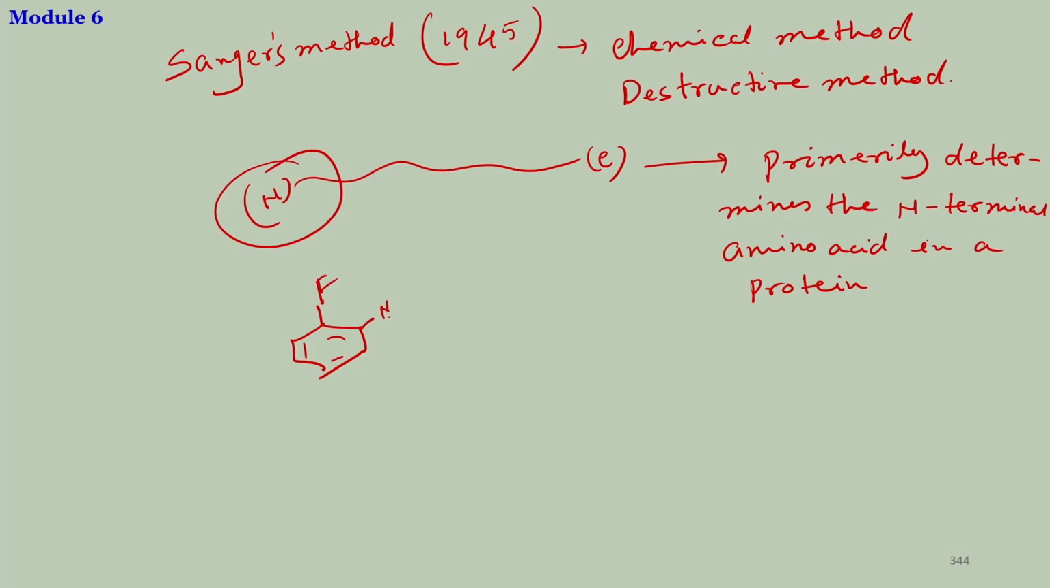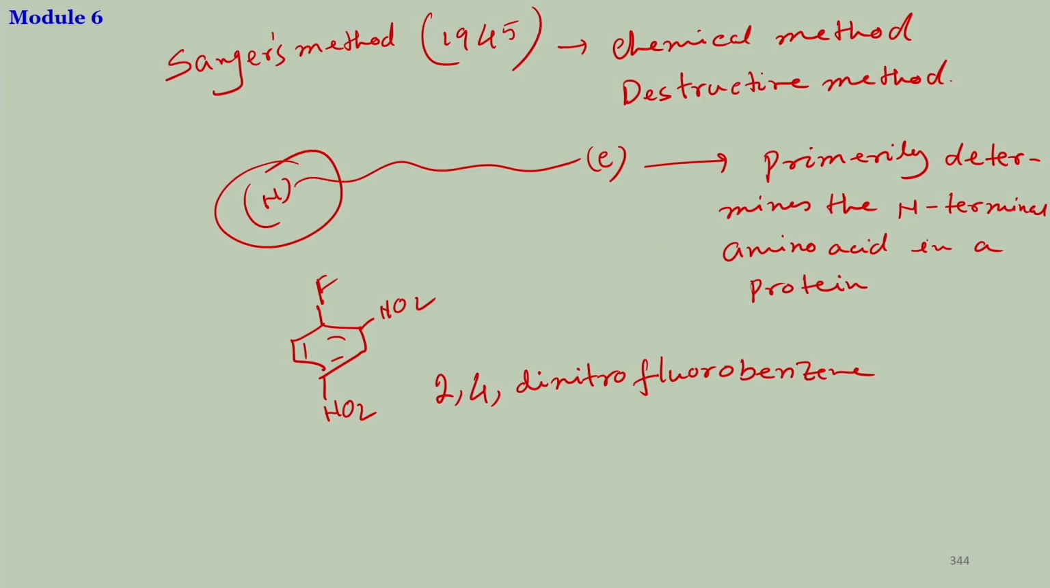It has fluoride, it has nitro groups. This is an aromatic compound. The name is, this is 1, 2, 3, 4, so it is 2,4-dinitrofluorobenzene. This is the molecule Sanger used to know the N-terminal amino acid.